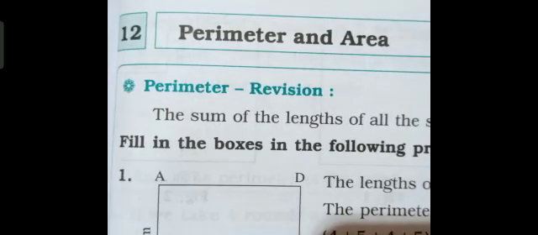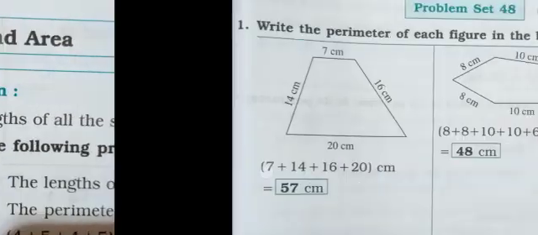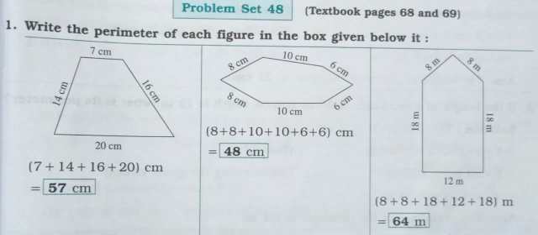So students, first today I'll be doing the revision on perimeter and area, that is chapter number 12. Now let us do the revision. First we'll begin with problem set 48.